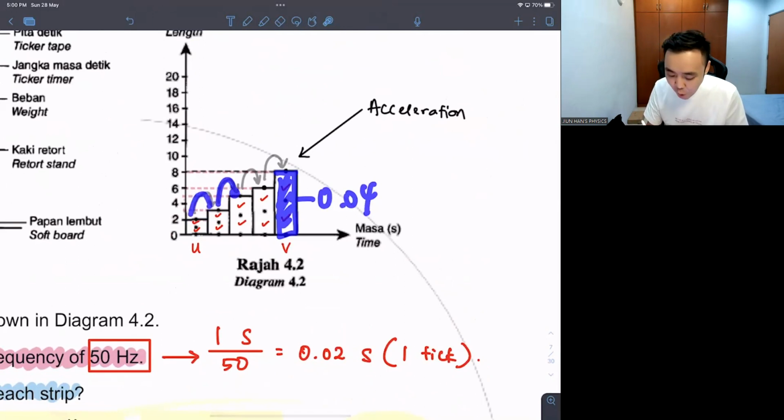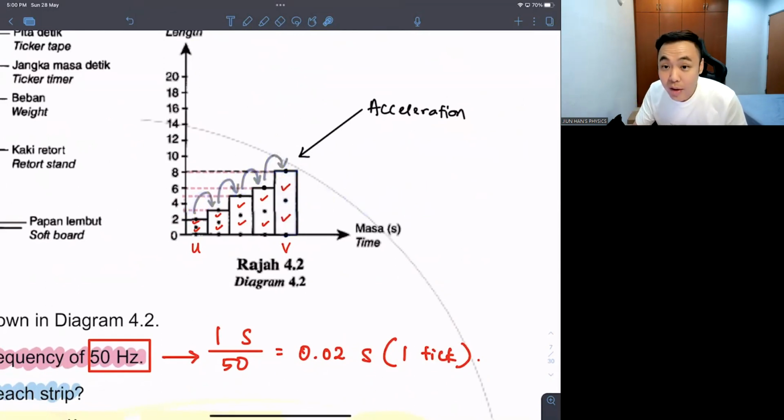So when you jump, what happened? 0.04, 0.04, 0.04, 0.04. How many 0.04 do we have? 4 of them. Understood? So that's the trick here. Can follow? Okay, good. That's the trick.